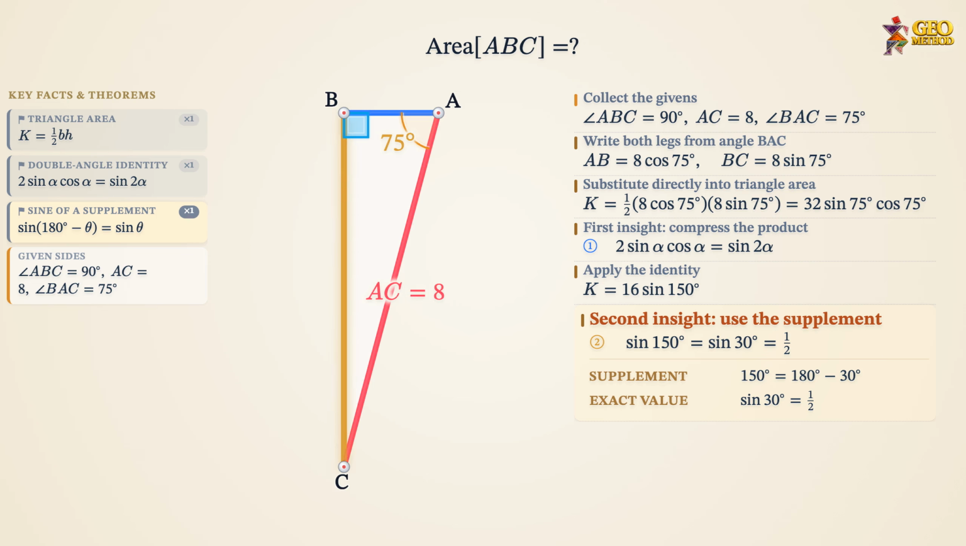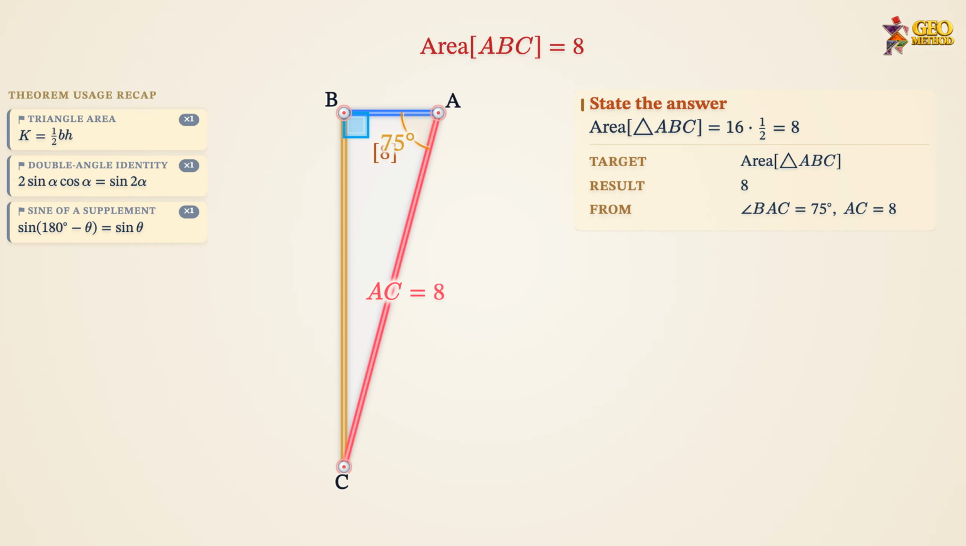Second insight. The angle shown is supplementary to the familiar acute angle, so their sines agree and the exact value is 1/2. Therefore, the area of triangle ABC is 16 times 1/2, which is 8.